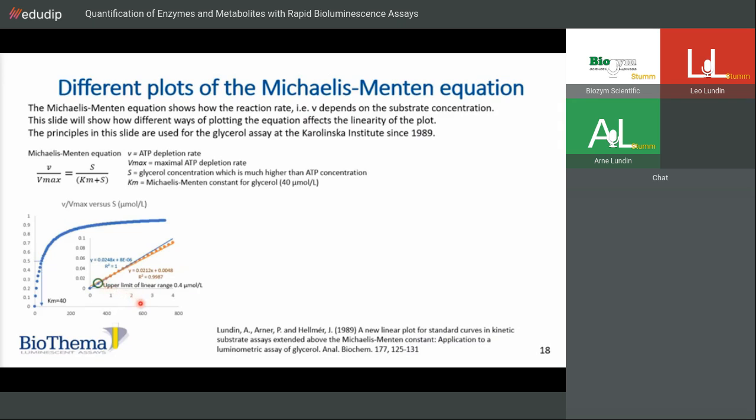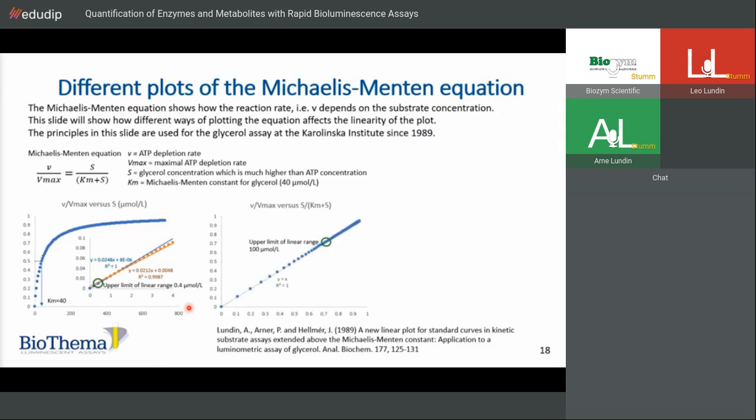The brown points are above 1% of the Km, and you can see that R2 and the slope are lower and that the intercept with the y-axis is higher. These data points are outside the linear range of the plot. The upper limit of the linear plot is 0.4 micromolar.